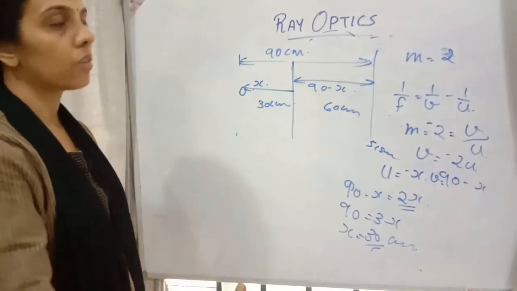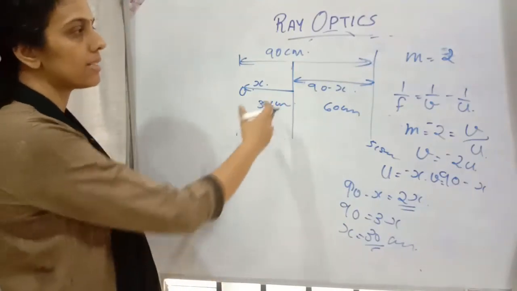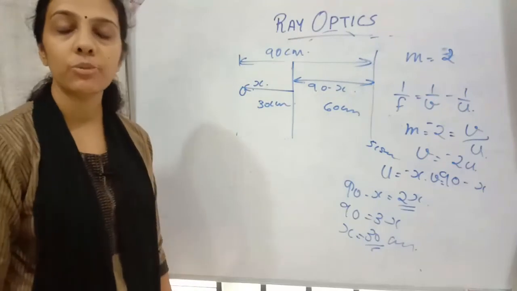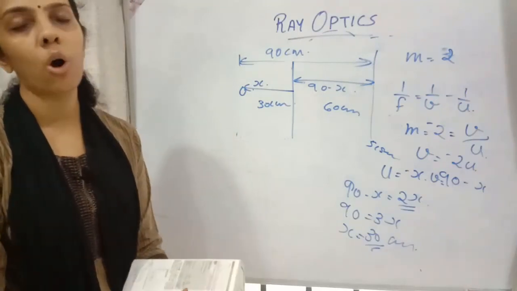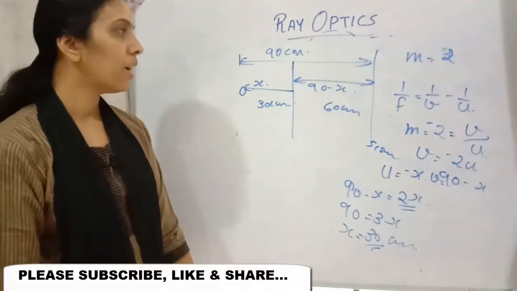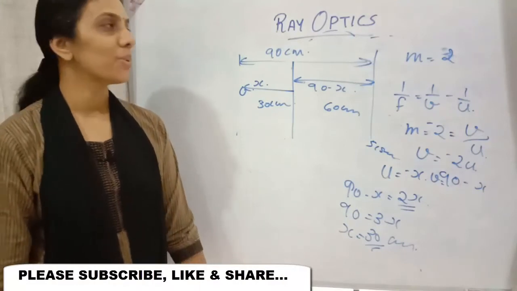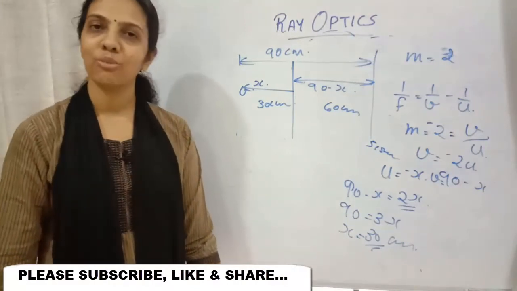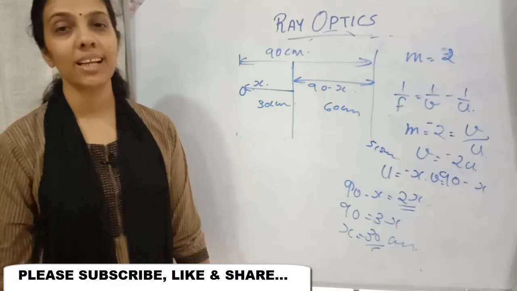What is the nature of the lens? Since we are getting a real inverted image over here, it will be a convex lens. Okay children, clear for you? I hope it is clear, and such kinds of questions we will be discussing in the coming classes also.